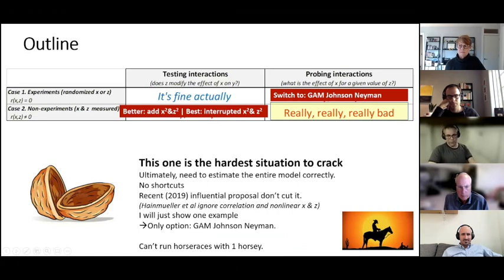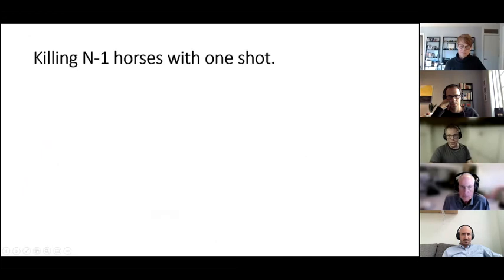Why am I not doing a horse race? Because the only thing that will work is Johnson-Neyman. And nothing else will work if you want to probe the interaction. And so I'm just gonna have one example that hopefully will persuade you, or you will find why I'm wrong and you'll tell me why I'm wrong. Right? But this is the crux of my argument for why Johnson-Neyman is the only solution.